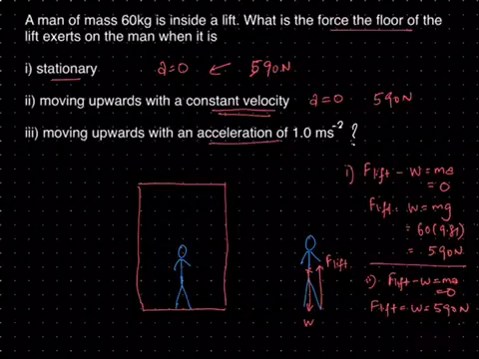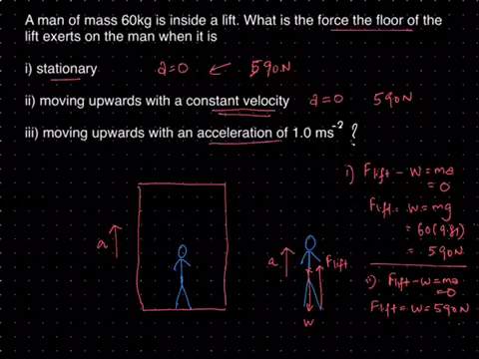Now when it goes to part 3, that's when it becomes a bit interesting, when the lift starts to accelerate upwards. Then we have a slightly different situation. The man himself needs to accelerate upwards, and for the man to accelerate upwards, we need a situation where this force would be much greater, because you need a net force upwards as well.